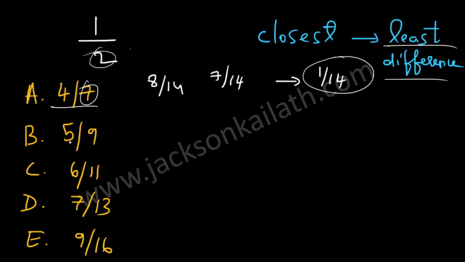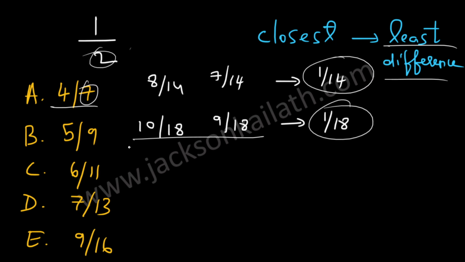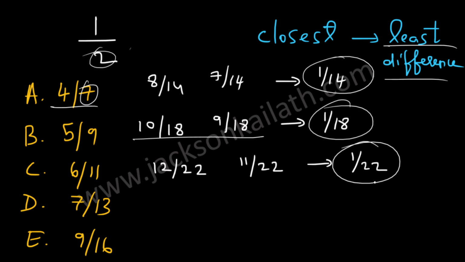Now the next one, I have 5 by 9 and 1 by 2. So the LCM is 18, right? So 5 by 9 can be written as 10 by 18 and 1 by 2 can be written as 9 by 18. Now the difference between these two is 1 by 18. Similarly, over here is 6 by 11 and 1 by 2. I can write it as 12 by 22 and 11 by 22, and the difference is 1 by 22.